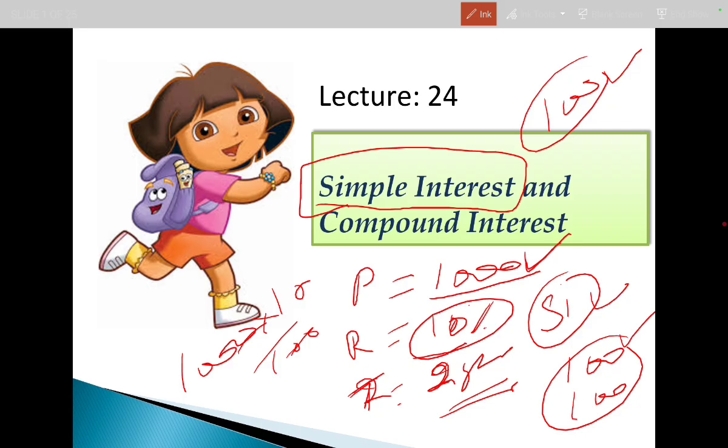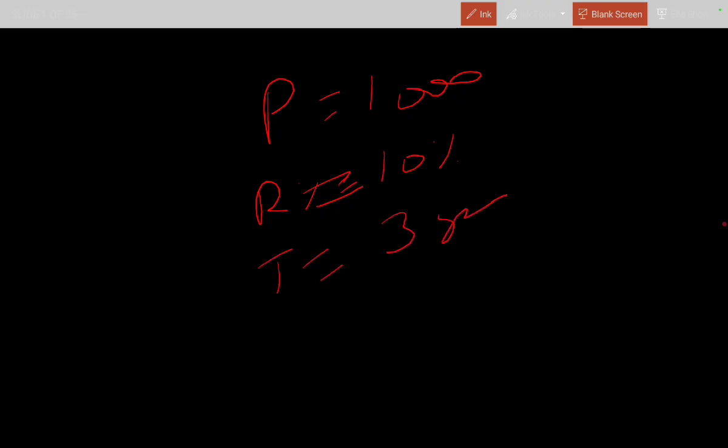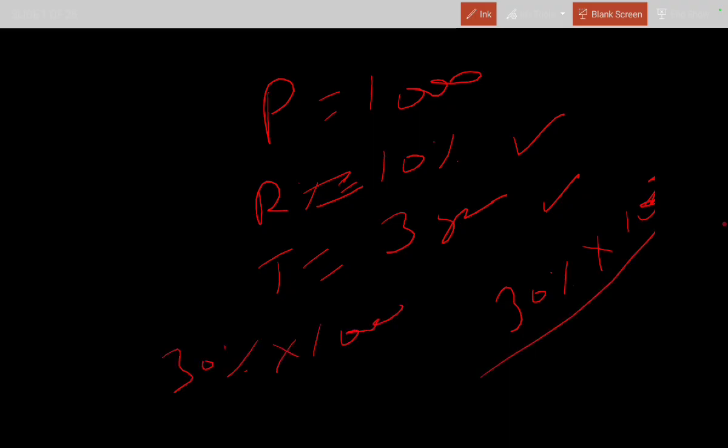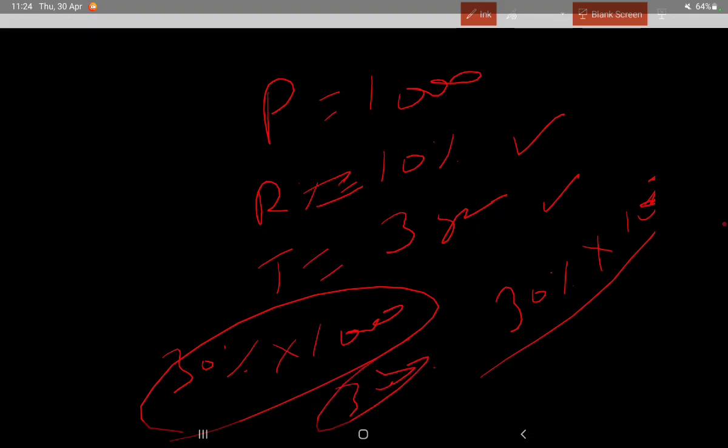You can also do this in this way. Let's say the principal is 1000 and the rate of interest is 10%, and the time is 3 years. This means if in 1 year you get 10% of your principal as SI, then in 3 years you will get 30% of your principal. Let me write it here. 30% of your principal, so it will be 300. The answer is simple.